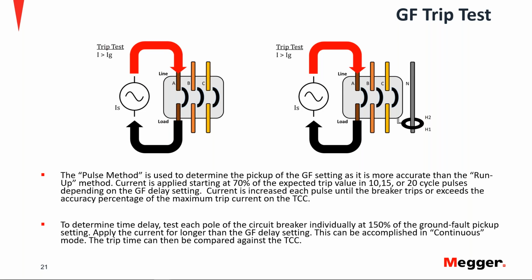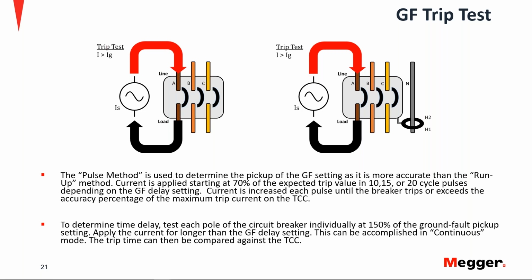That way we avoid heating the protection elements of the breaker, and again, changing the tripping characteristics or influencing that and getting a not so accurate result for my pickup, right? So again, the pulse method is preferred to determine that.